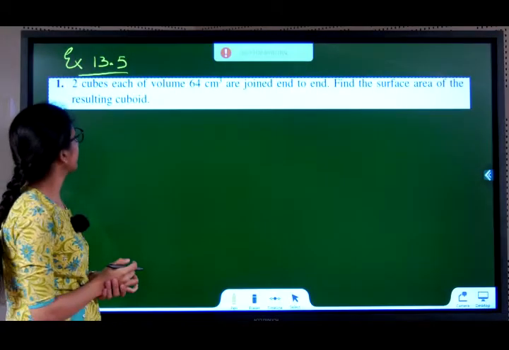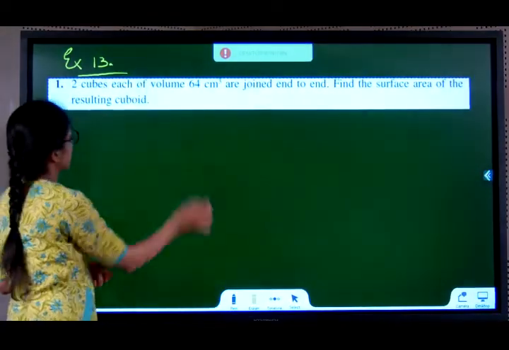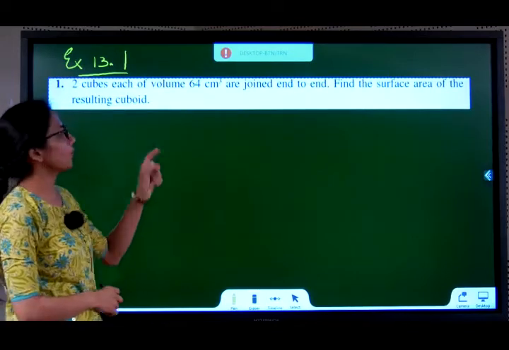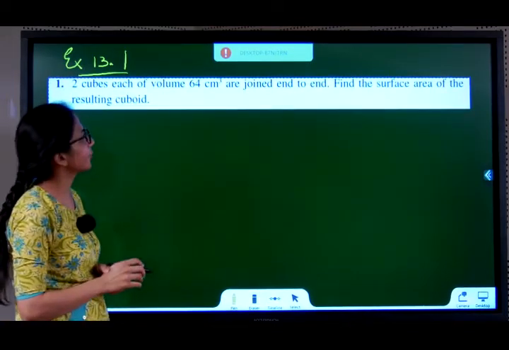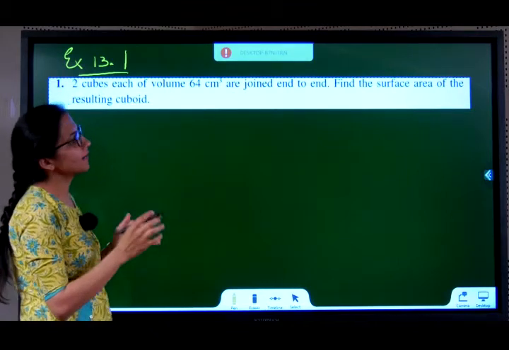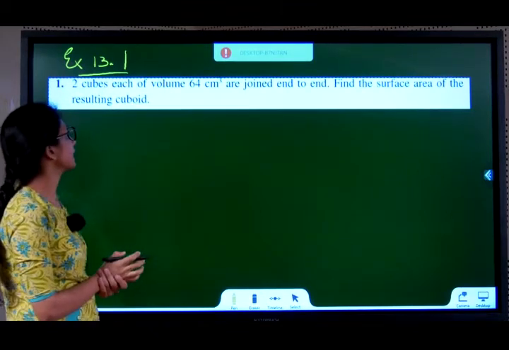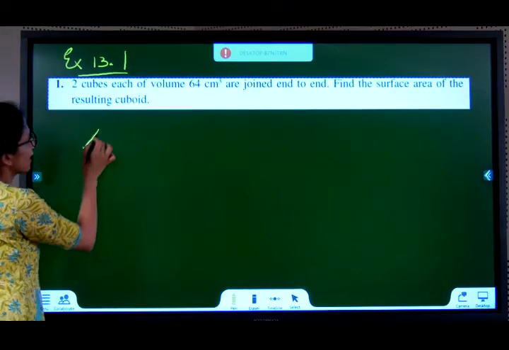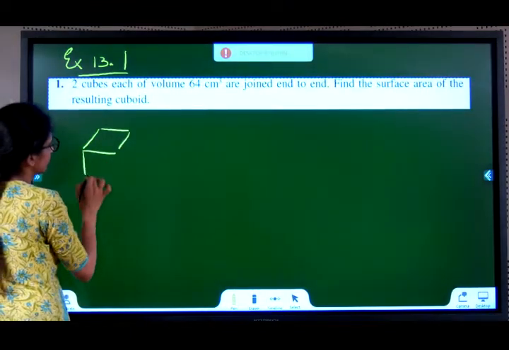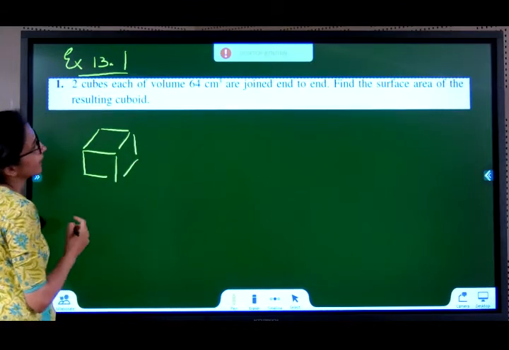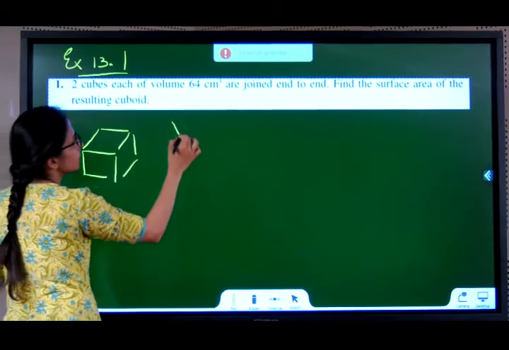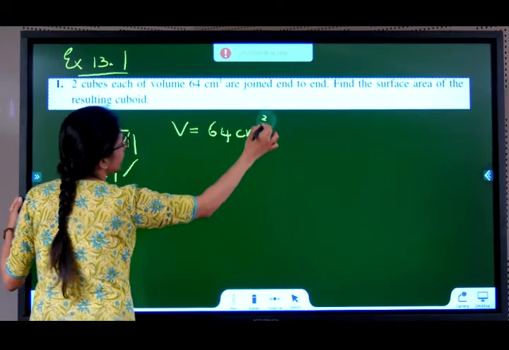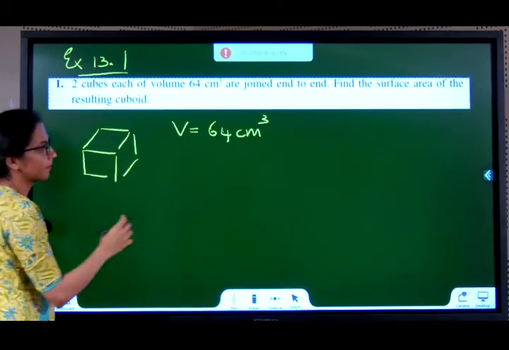Exercise 13.1, first problem. Two cubes each of volume 64 centimeter cube are joined end to end. Find the surface area of the resulting cuboid. First of all, we have a cube. They have given the volume of this cube is 64 centimeter cube. Can I find the side length of this cube?